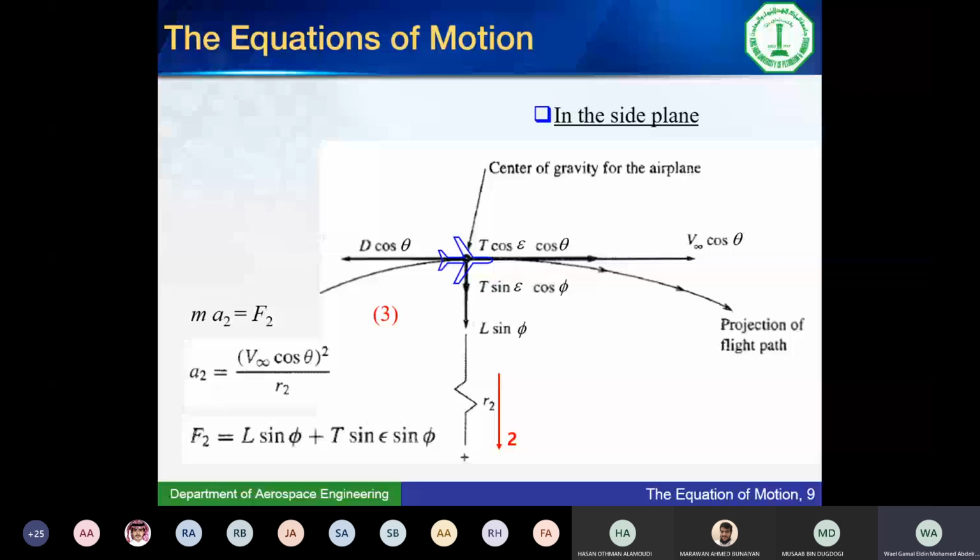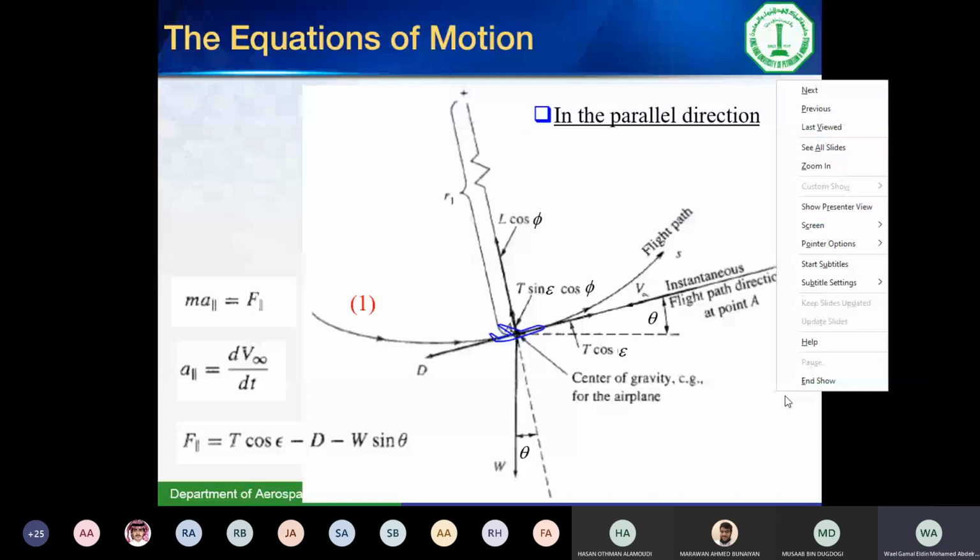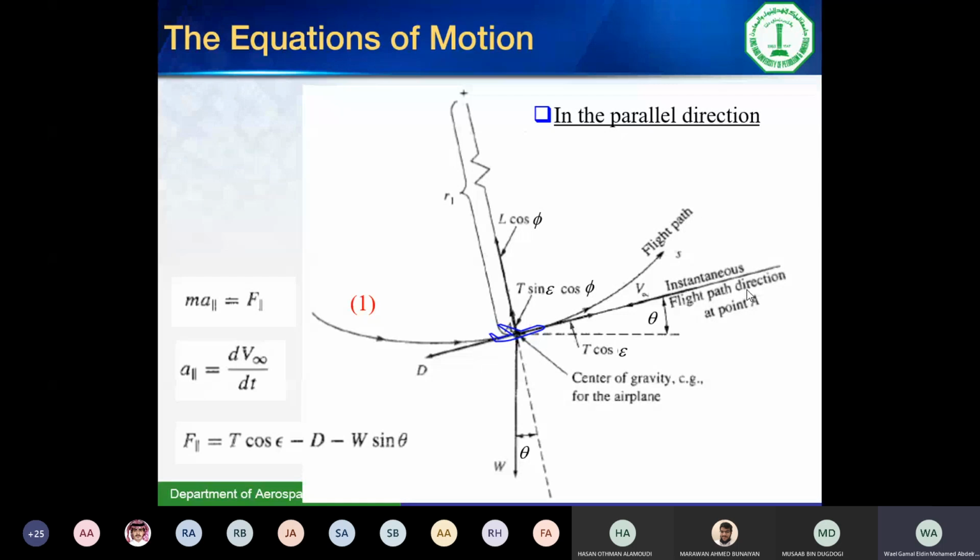So equation 3, equation 2, equation 1 are three equations of motion that define the motion of the aircraft at any altitude. This is all I have in chapter 4. Chapter 4 ends at this. What we have in chapter 5 is that we are going to specify this at different positions.